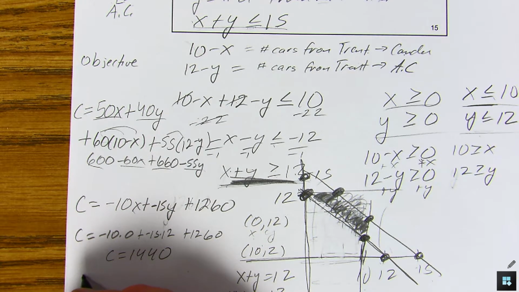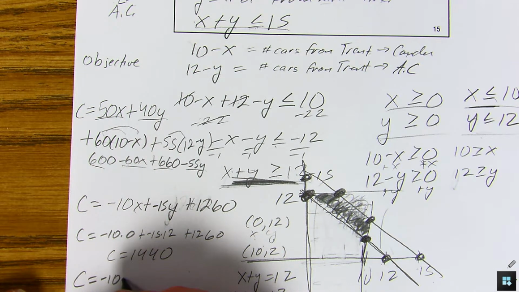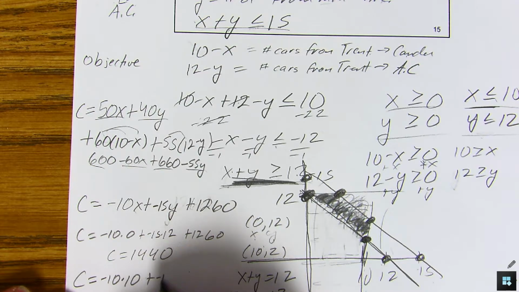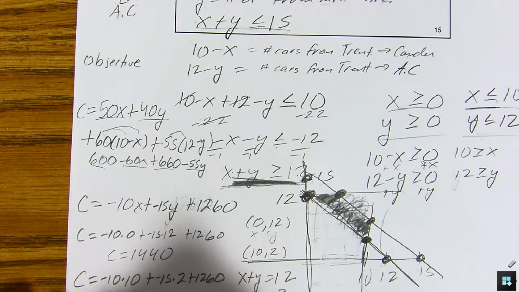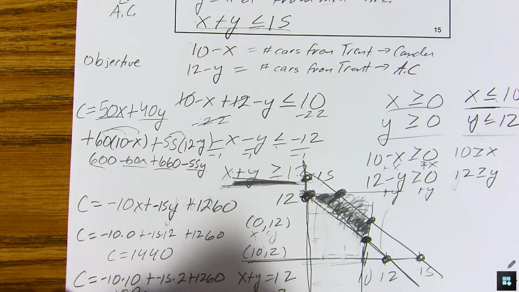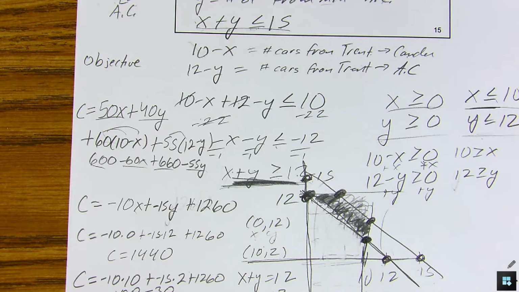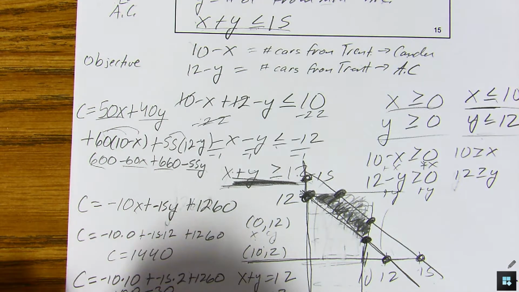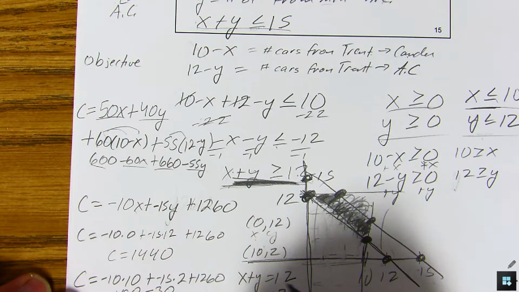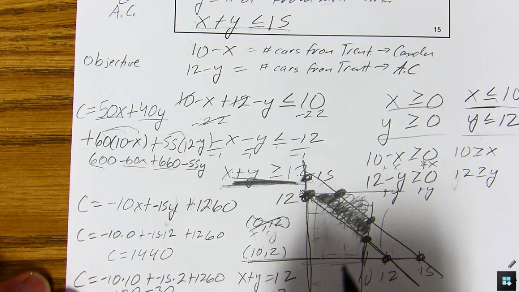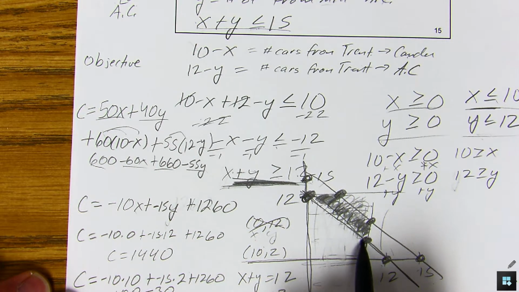So I take 10 cars, so I'm going to let 10 go in for x. So my cost here is going to be negative 10 times 10 plus negative 15 times 2 plus 1260. It's going to be negative a hundo. It's going to be negative 30. So then what's 1260 minus 130? It's going to be 1130. So the cost here is 1130, which is cheaper than that cost. So we know that this one is out for sure. This one is a possibility at 10, 2.